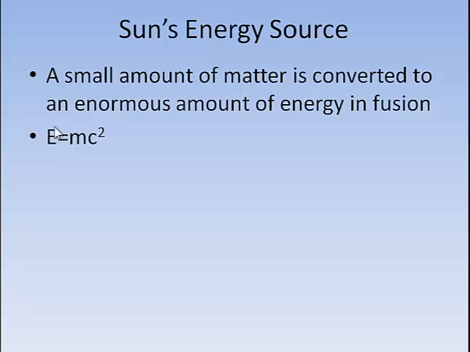Einstein came up with his famous equation: energy is equal to mass times the speed of light squared. The speed of light is 186,000 miles per second. If we square that, that's a ginormous number. So even the tiniest little amount of matter can be turned into a huge amount of energy. And the sun does this.